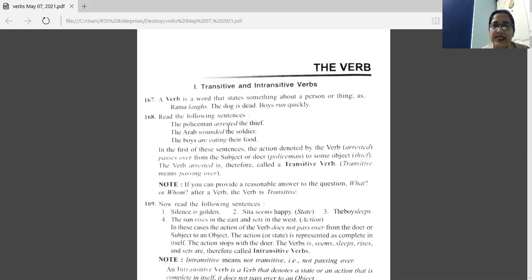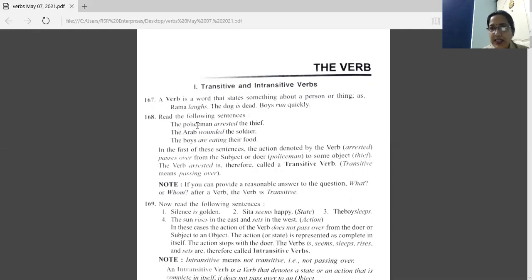Now we have some more sentences here. The policeman arrested the thief. What is the policeman doing? Arresting. So arrested is the verb. The Arab wounded the soldier. The verb is wounded. The boys are eating their food. So are eating is the verb here. Now what's there in these sentences? The policeman arrested. Arrested whom? The thief.